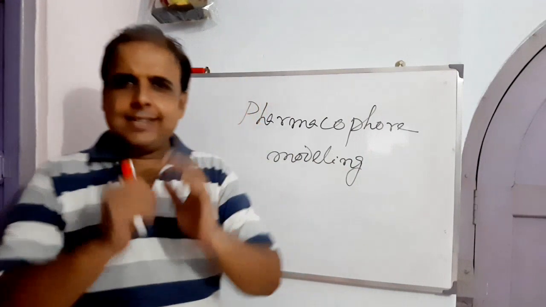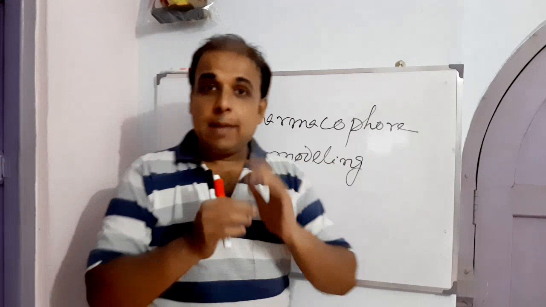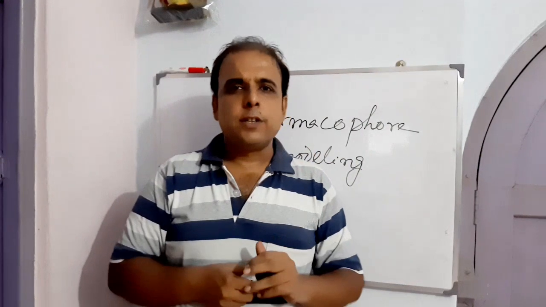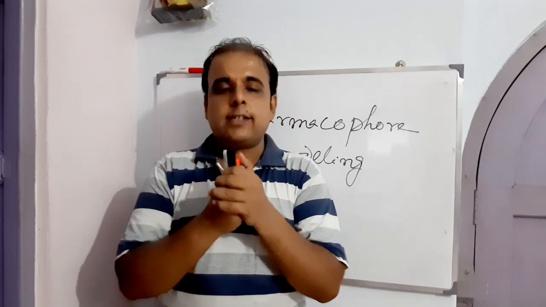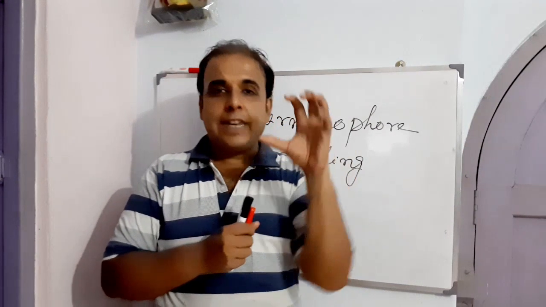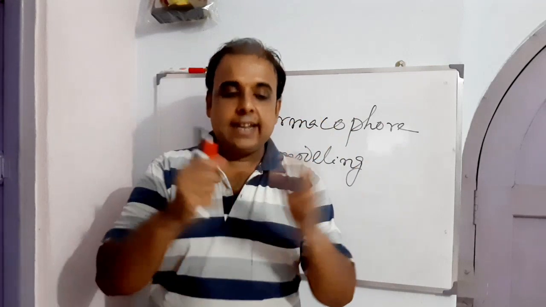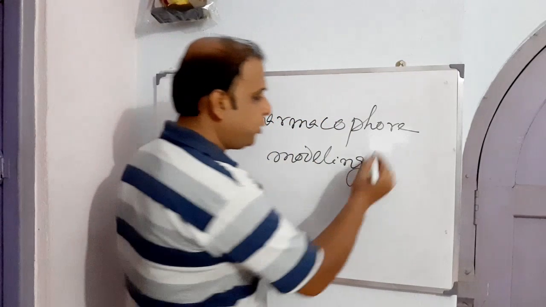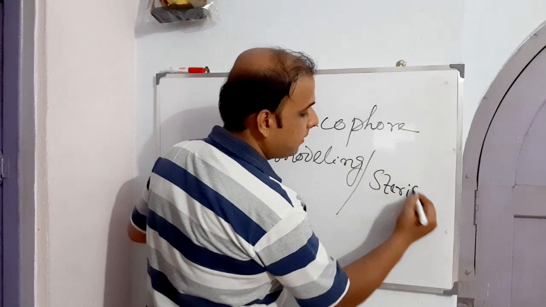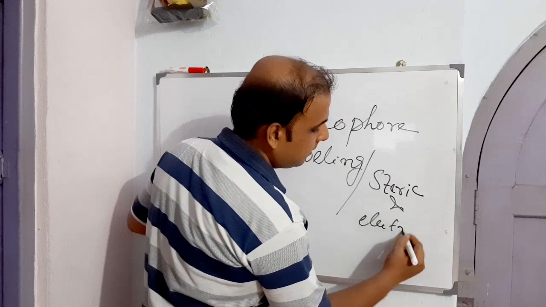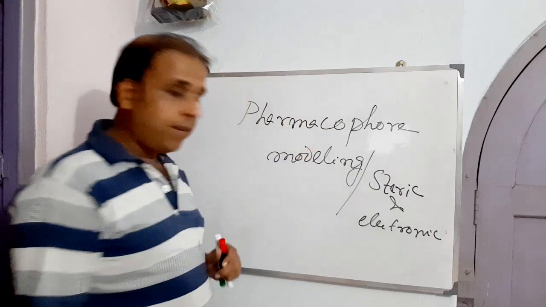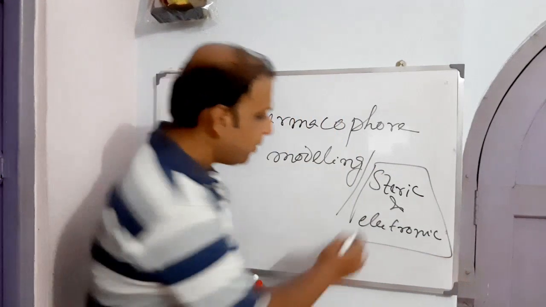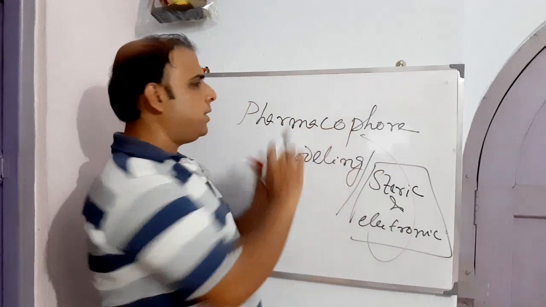After getting those features, they try to design a particular compound. As I said, the chemical features, the molecular features, the essential molecular features which are governing the process of ligand receptor interaction or ligand target interaction, are essentially steric and electronic. So these two are the molecular features, and these two are closely related to the pharmacophore.